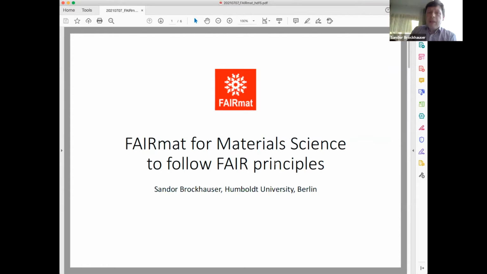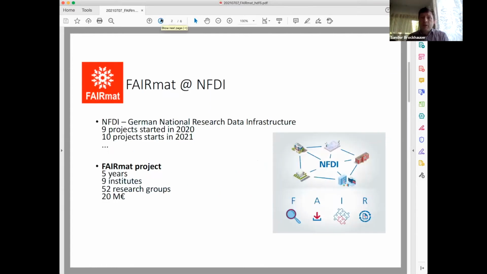FAIRmat is a new project which is just starting right now. It's within the German landscape, within NFDI, which is the German National Research Data Infrastructure. Last year it started with 9 projects sponsored, and this year we are going to have 10 more new projects starting. One of them is FAIRmat, which is a 5-year project.